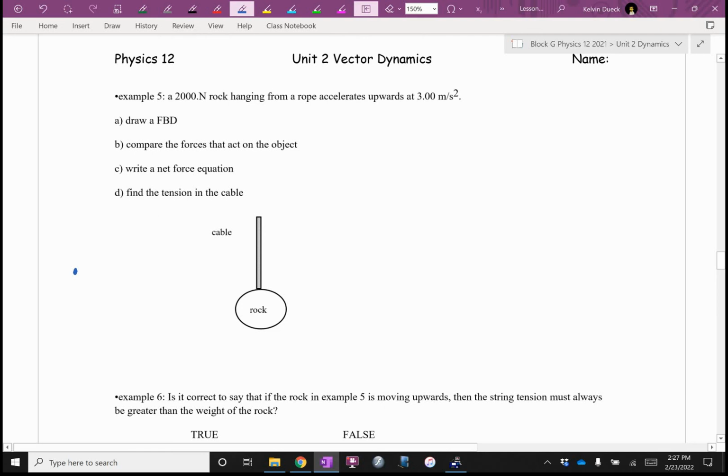Mason, what are the forces acting on this rock? Get the obvious one. Which way? And I know the force of gravity is calculated by mg. What else?